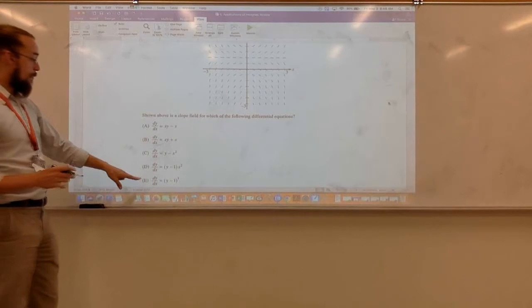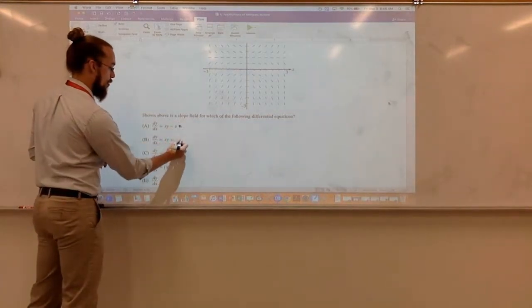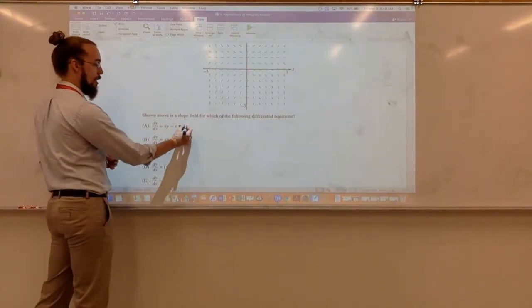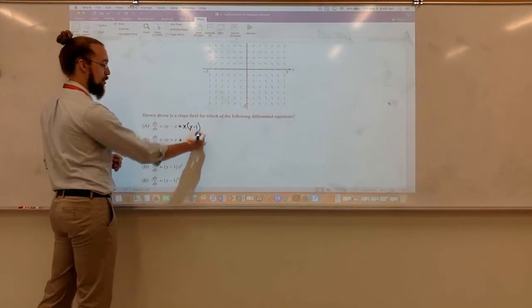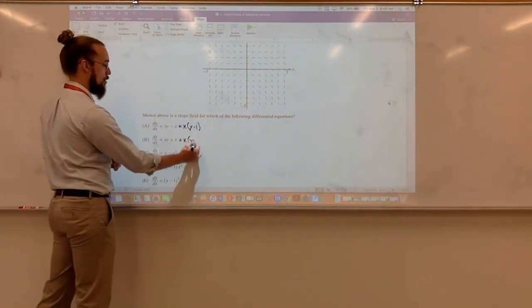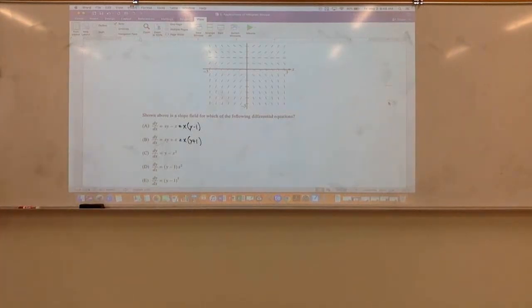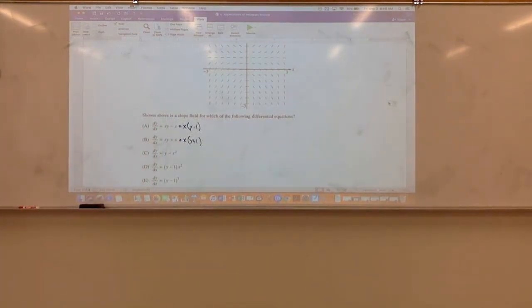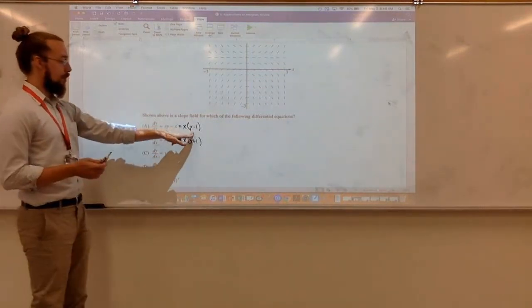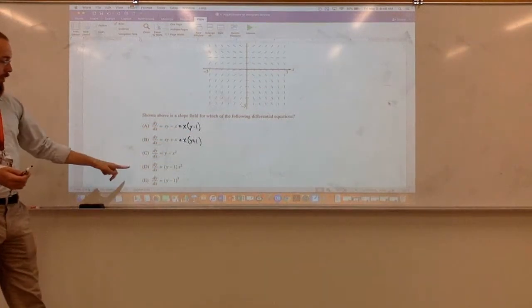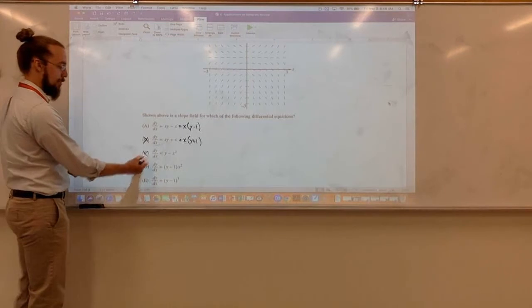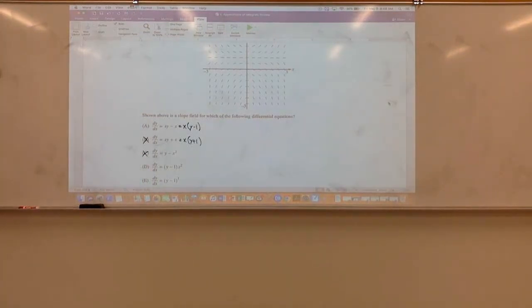So it may help if we rewrite these so that we separate x's and y's. If I factor out an x, this would be the same as x times (y minus 1). And this would be x times (y plus 1). Okay, so whenever y is equal to 1, dy/dx equals 0. So this one would work. This one would work. And this one would work. So we can eliminate b and c from that piece of information, right?